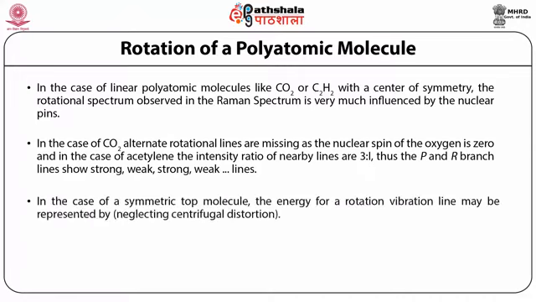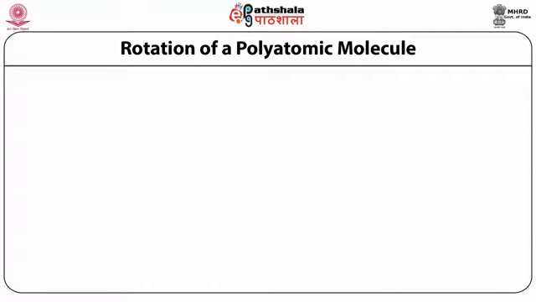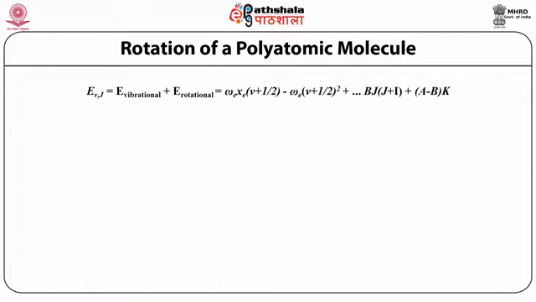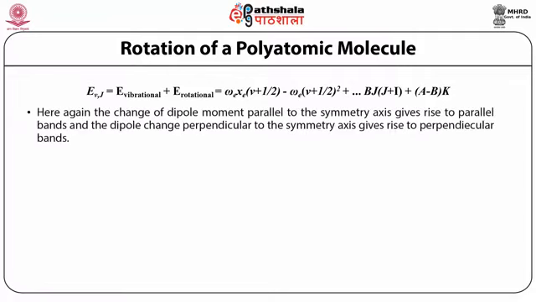In the case of a symmetric top molecule, the energy for a rotation-vibration line may be represented by, thereby neglecting the centrifugal distortion, E(v,J) is equal to E vibrational plus E rotational, is equal to omega e (v plus 1/2) minus omega e x e (v plus 1/2) squared, and so on, plus B J(J plus 1) plus (A minus B) K squared. Here again, the change of dipole moment parallel to the symmetry axis gives rise to parallel bands, and the dipole change perpendicular to the symmetry axis gives rise to perpendicular bands.